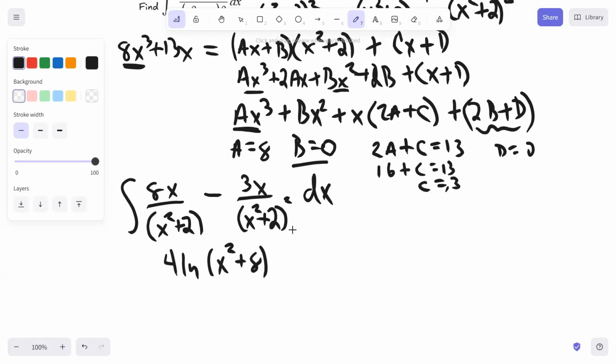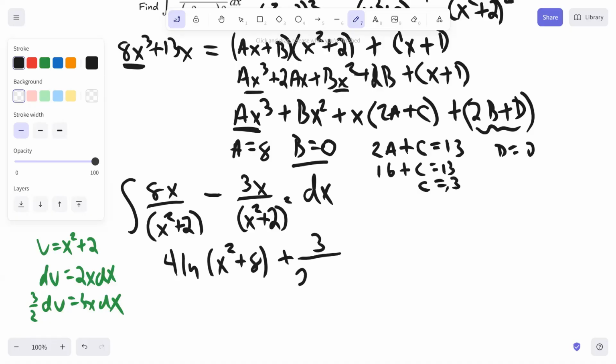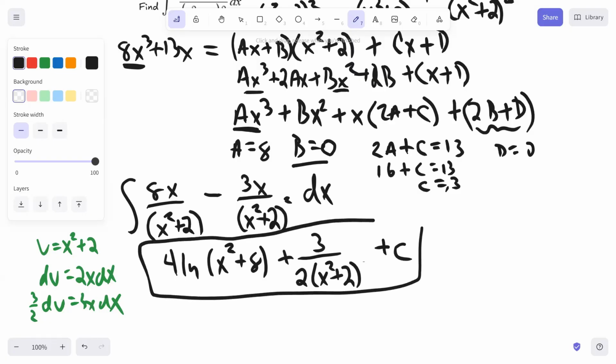The 3x over x squared plus 2 quantity squared, we could use u substitution with u equal x squared plus 2, du equals 2x dx. I have a 3 there, so I'd multiply both sides by 3 halves to get 3x dx. And then the antiderivative is going to be plus 3 over 2 times x squared plus 2, plus c. So that one was actually pretty straightforward in terms of solving it.